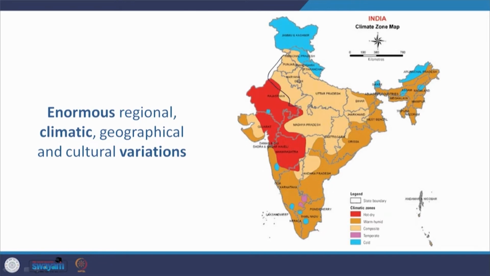This is the single largest belt that you see in India, composite, and then there are other pockets. Then there is temperate and cold. Composite within itself has 5 seasons in it, and not only that, composite within itself is not consistently the same from one region of composite climate to another region. There also there are variations.